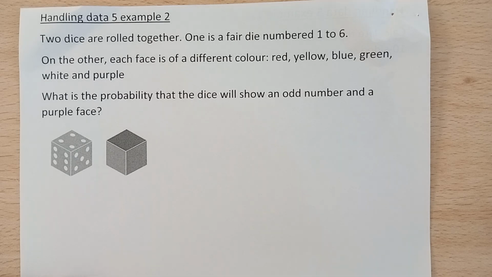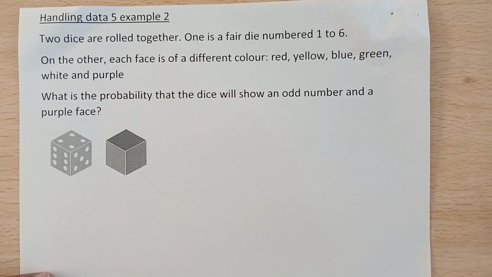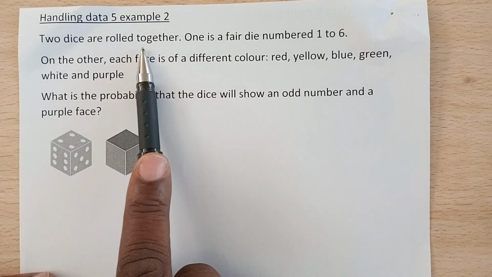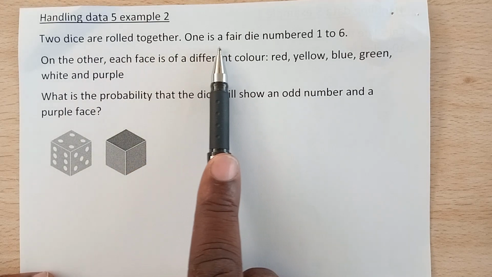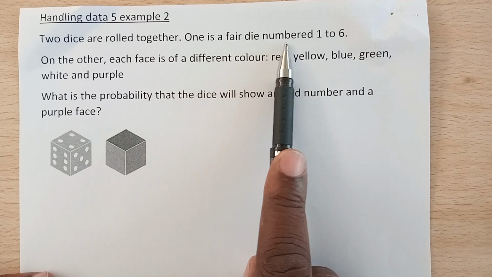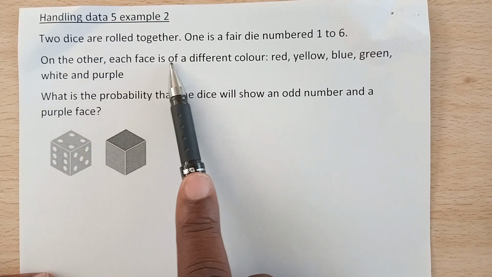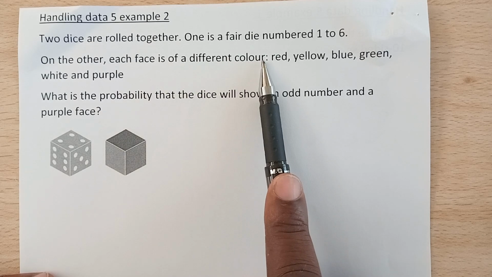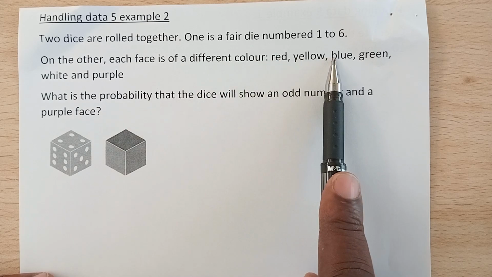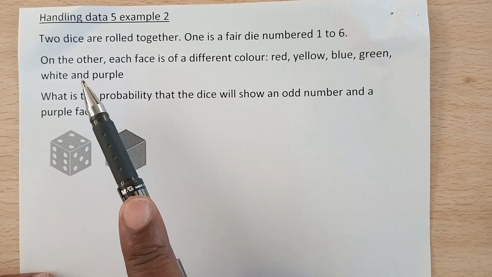And in this video I want us to explain example 2 in handling data 5. We are told that two dice are rolled together. One is a fair die numbered 1 to 6. On the other, each face is of a different color: red, yellow, blue, green, white, and purple.